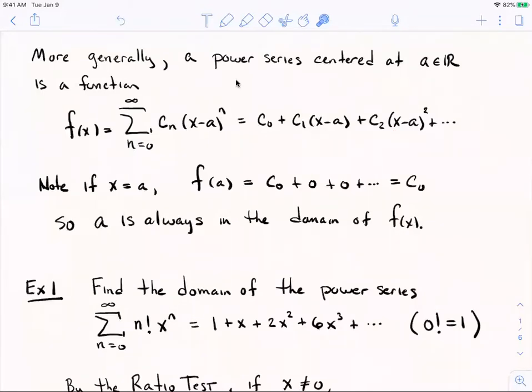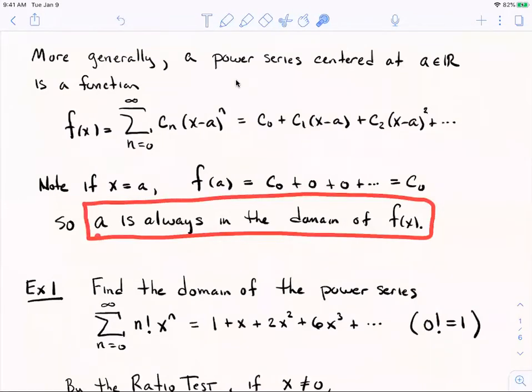There's one x value that we're guaranteed will always be in the domain, and that's the center itself. Because if I plug in x equals a into this series, then every single one of its terms is equal to 0, except for the one that corresponds to n equals 0, right? Because x minus a to the 0 is 1. If you plug in x equals a into this expression, then you end up just getting c0 plus 0 plus 0 dot dot dot. Well, that series certainly converges. It only has one non-zero term. It's a finite sum. It converges to the term that's in it. So the center of a power series is always in the domain of the power series.